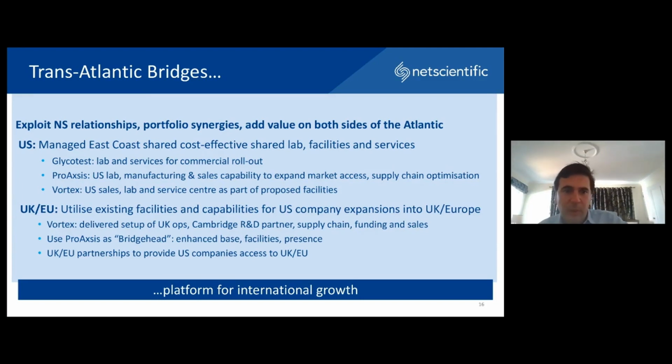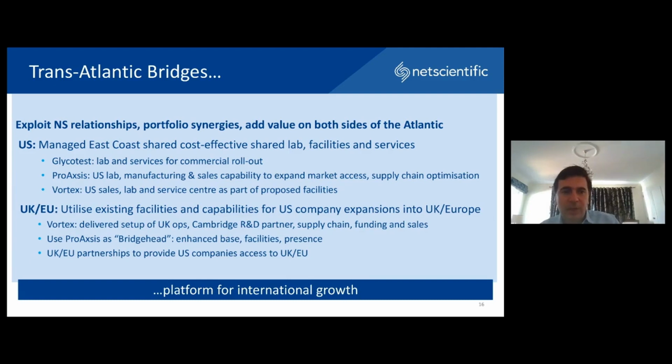Most importantly, we're looking to establish a cost-effective shared laboratory facility in the East Coast in the US. This is intended eventually to be a break-even operation, perhaps profitable, but we already have 3 anchor companies that will take facilities in the East Coast: Glycotest to help them scale up their LDT test, ProAccess to provide them a local base to scale up their US sales operation. Americans like to buy from Americans. And Vortex to give them an East Coast base, complementing their West Coast base. But there's several other companies that will seek to position there.